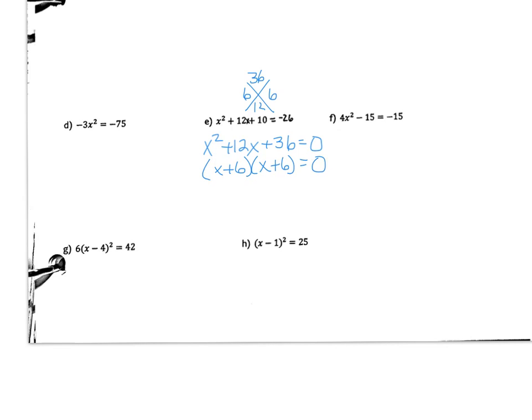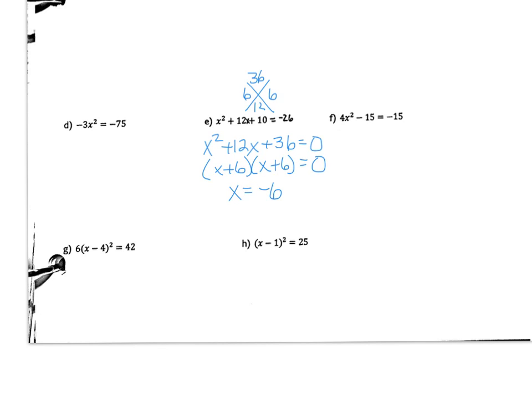And you can write that. Well, then you'd get that x is going to equal negative 6. So you just get one root. So that one we just used the factoring method. Alright, let's try the next one.